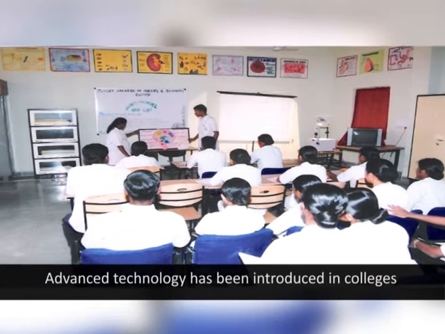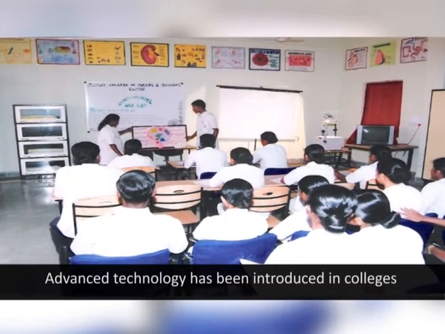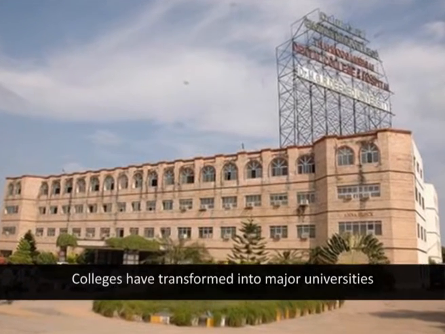Advanced technology has been introduced in numerous colleges in the past. These colleges offered courses of standards equivalent to university courses. Now they have transformed into some major universities. New credentials like the CNAA degrees have come into the picture.